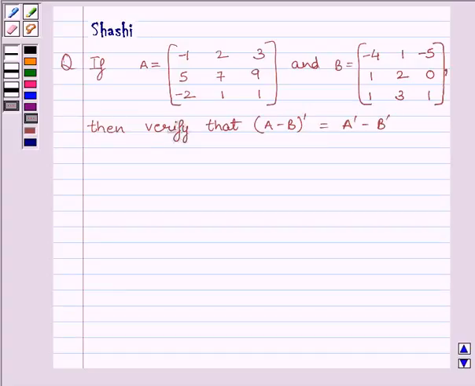The question is, if A is equal to the matrix [-1, 2, 3; 5, 7, 9; -2, 1, 1] and B is equal to the matrix [-4, 1, -5; 1, 2, 0; 1, 3, 1], then verify that (A - B) transpose is equal to A transpose minus B transpose.